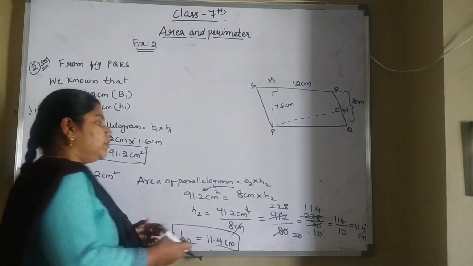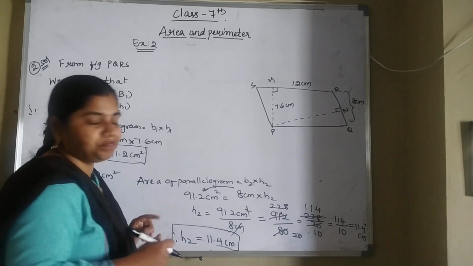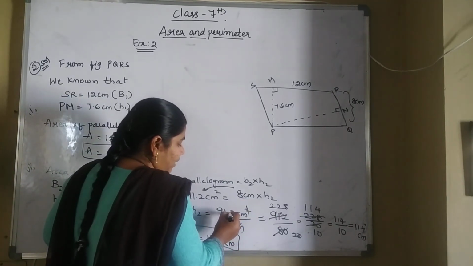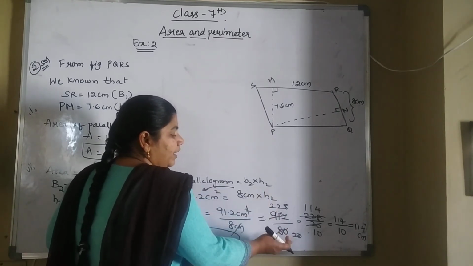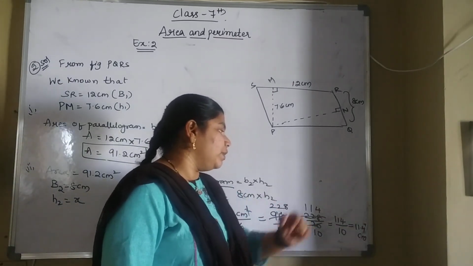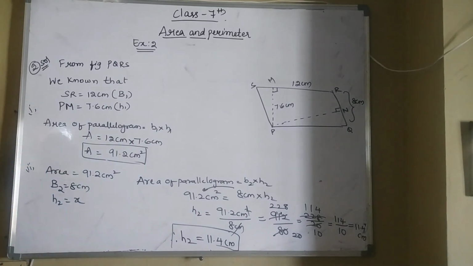Now transpose the terms. If you transpose 8 centimeters, it will be converted into division. The centimeter will get cancelled. So what is the remaining term here? 91.2. I am removing the point, so you will get 10 in the denominator. Just divide this, you will get 11.4 centimeters. So the height 2 value you got is 11.4 centimeters.